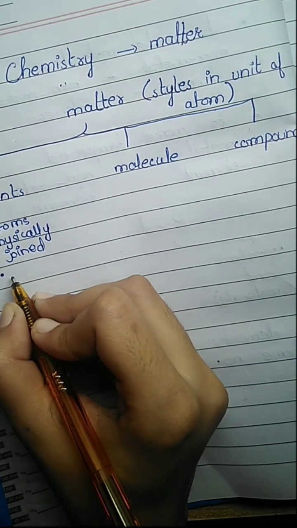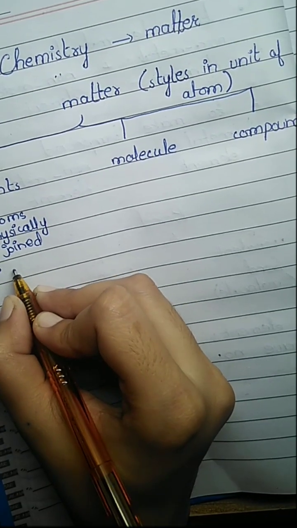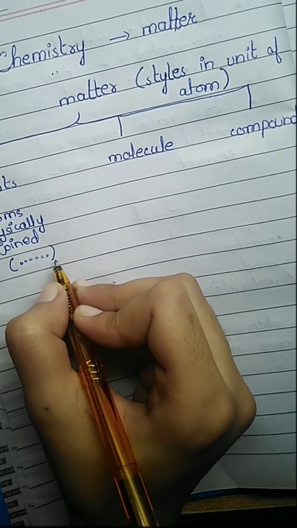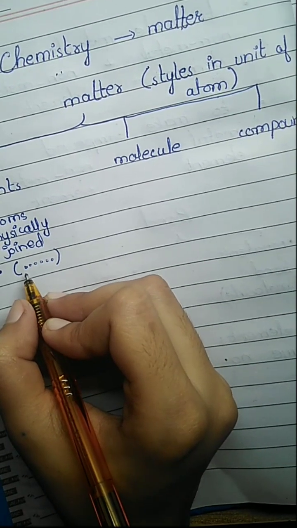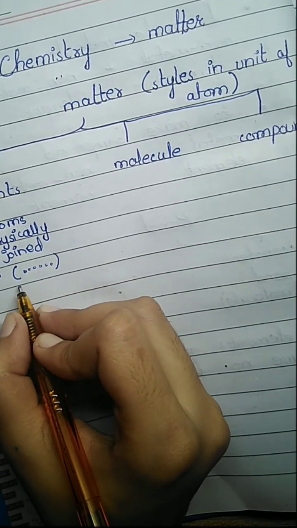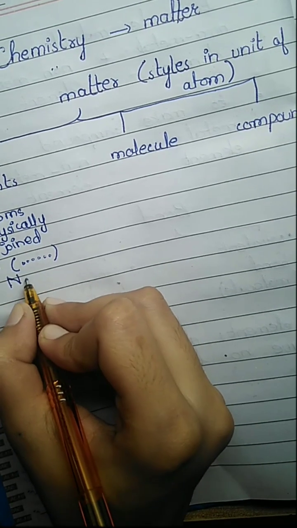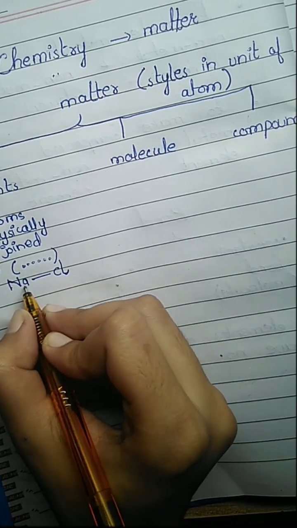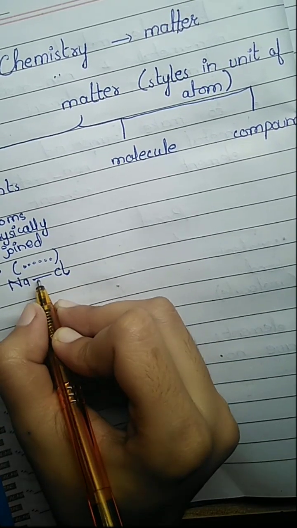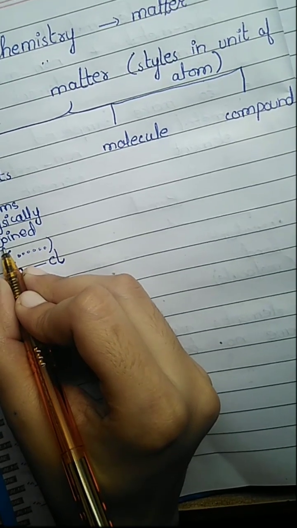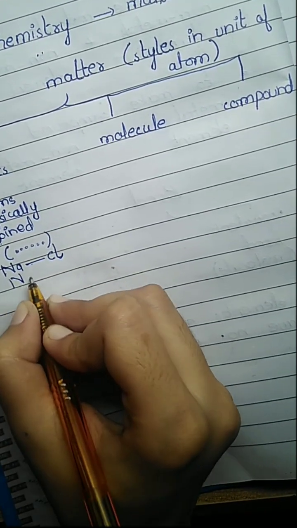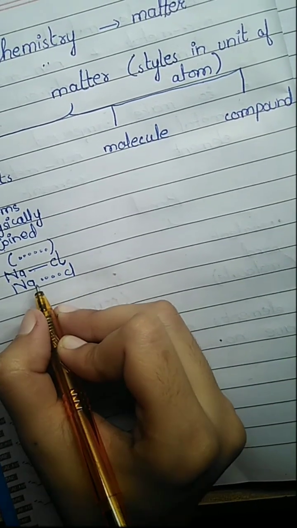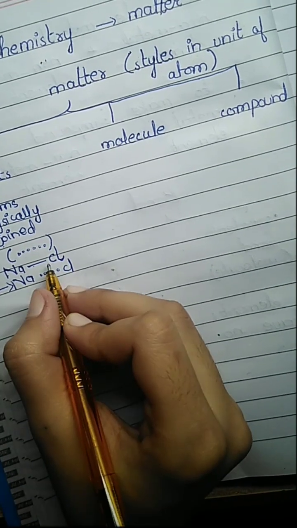Now, how can we represent a physically joined atom? We can represent it in this form, by making dots in the place of a line, like we just show that Na is bonded with Cl. Now, to show a physically joined atom, we will just write it this way. Now, we can say that it's a physically joined atom.